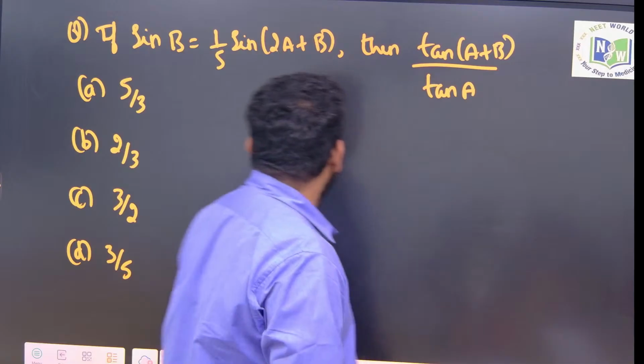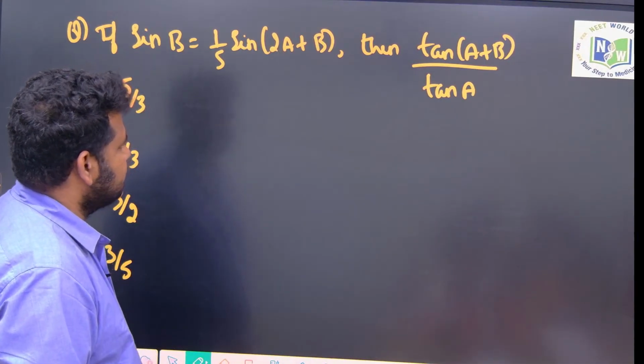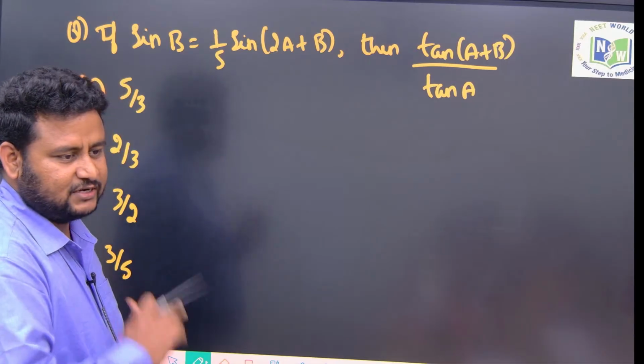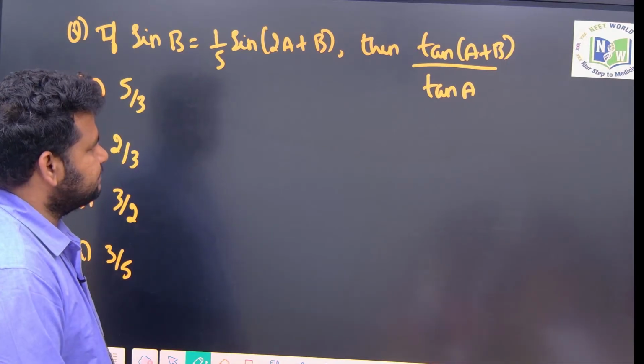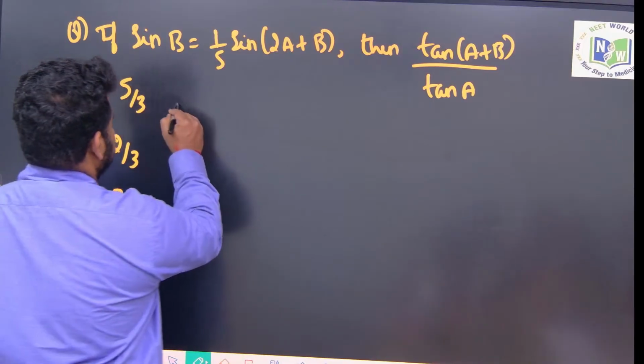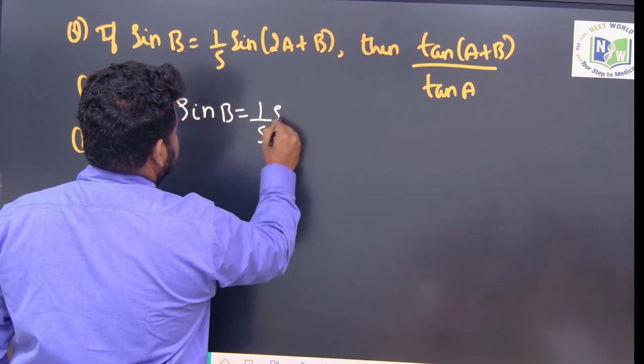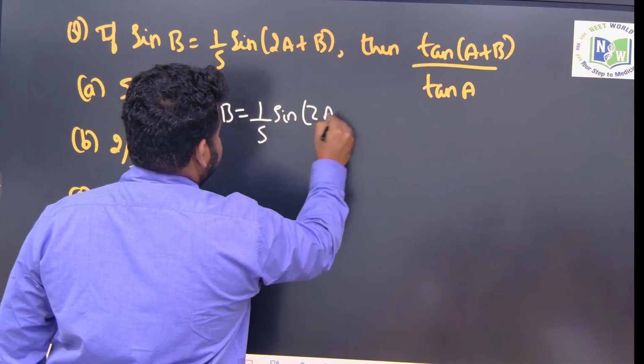Sin B is given as 1 by 5 sin of 2A plus B. Then they are asking for tan of A plus B by tan A. So this is what is given: sin B is equal to 1 by 5 sin of 2A plus B.